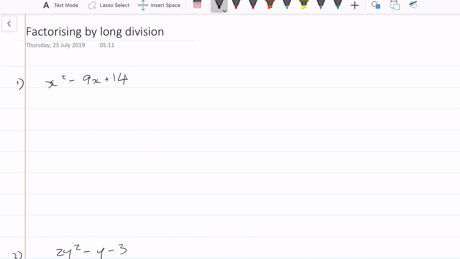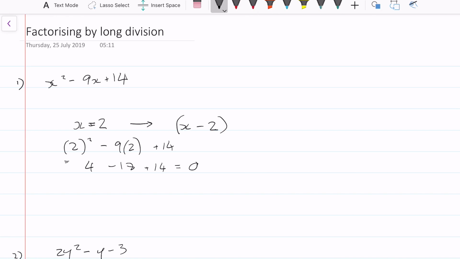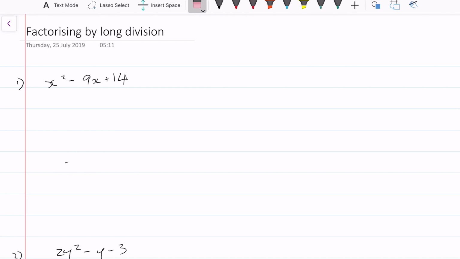So let's try x is equal to 2. We have 2 squared minus 9 times 2 plus 14, which is equal to 4 minus 18 plus 14, which is equal to 0. So x equals 2 gives us a factor, so we need x minus 2. We know that x minus 2 is one of our factors, and we want to find the other factor by using long division.